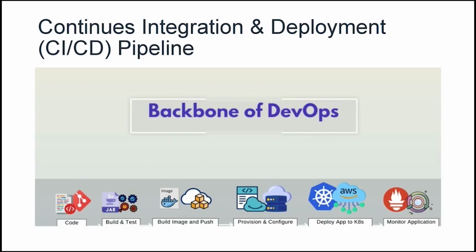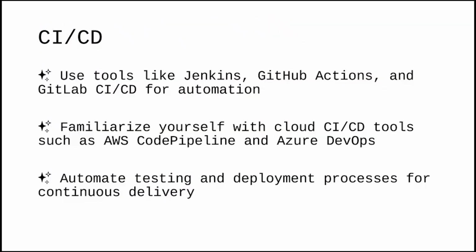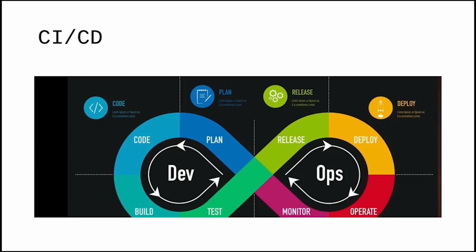Faster feedback. If a castle piece doesn't fit, you know right away. If you wait until the end, it will be much harder to fix. Same with code. If a problem occurs, CI/CD quickly notifies developers, enabling a faster fix.